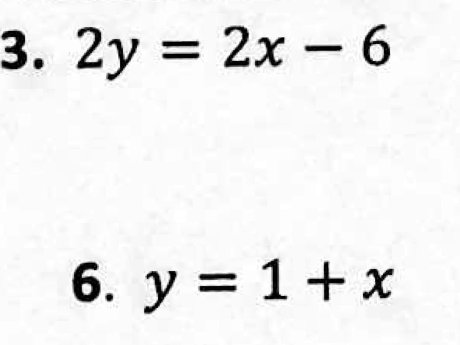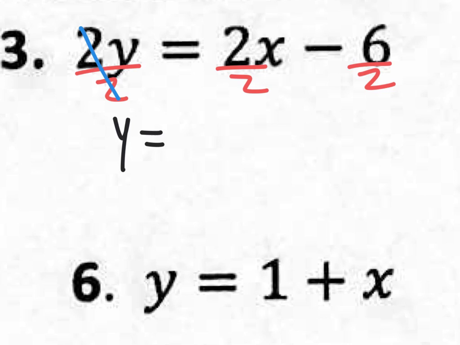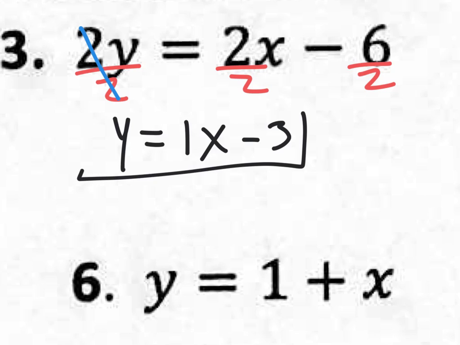What do I have to do here? Divide by 2. So we're going to divide by 2, divide by 2, divide by 2. I'm dividing everything by 2. That way I could get y by itself. I'll have y equals, what is 2 divided by 2? 1. 1x. Okay, you don't even need the 1. You could just say y equals x. And then 6 divided by 2 is 3. And ladies and gentlemen, we're done. That's your function form equation right there.